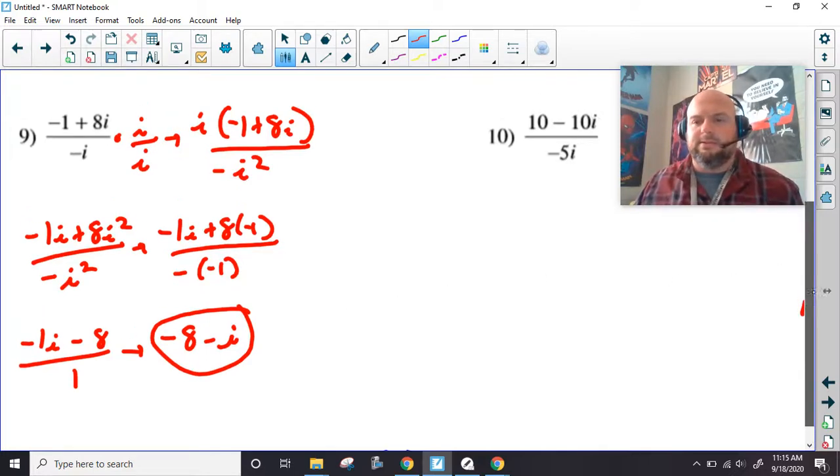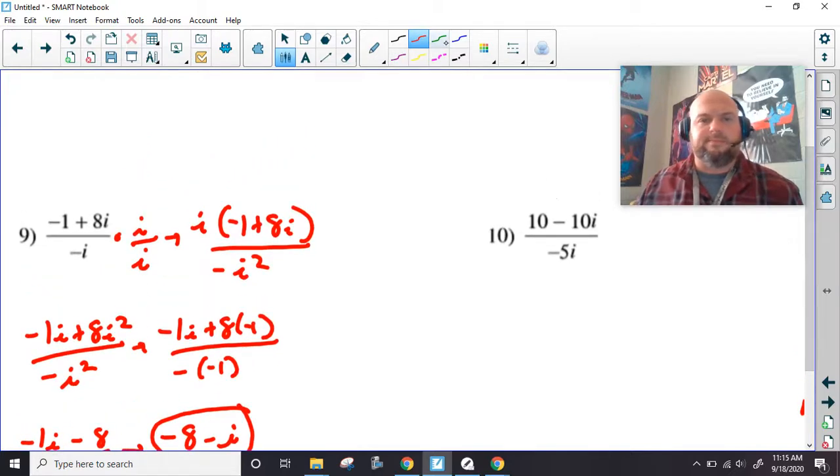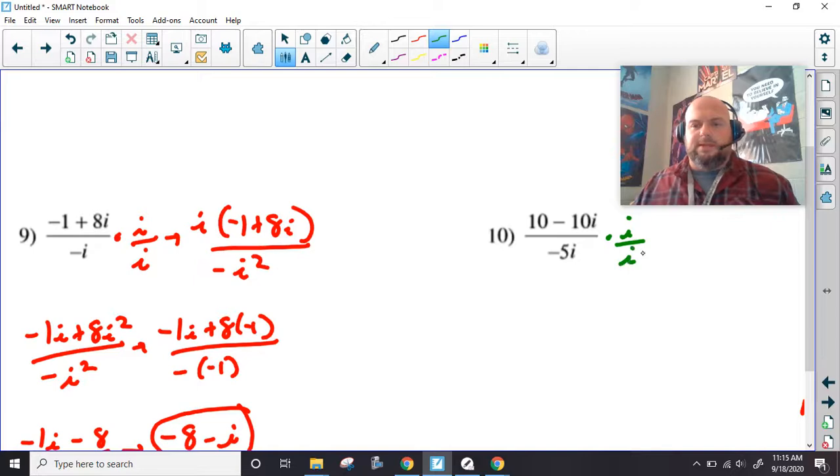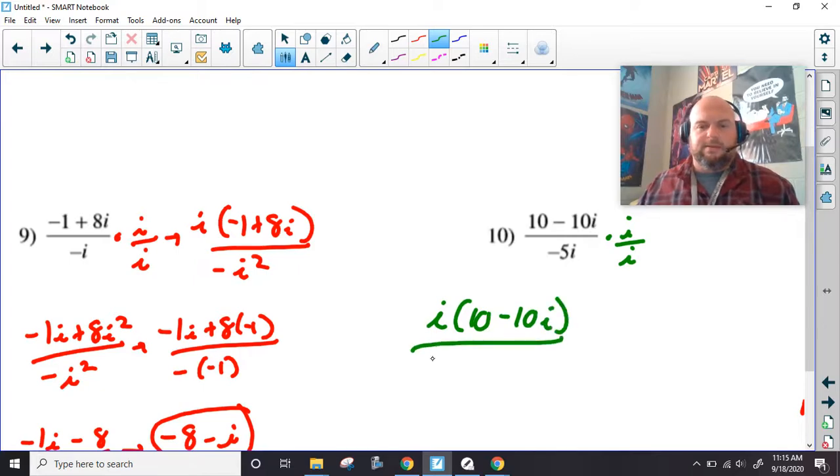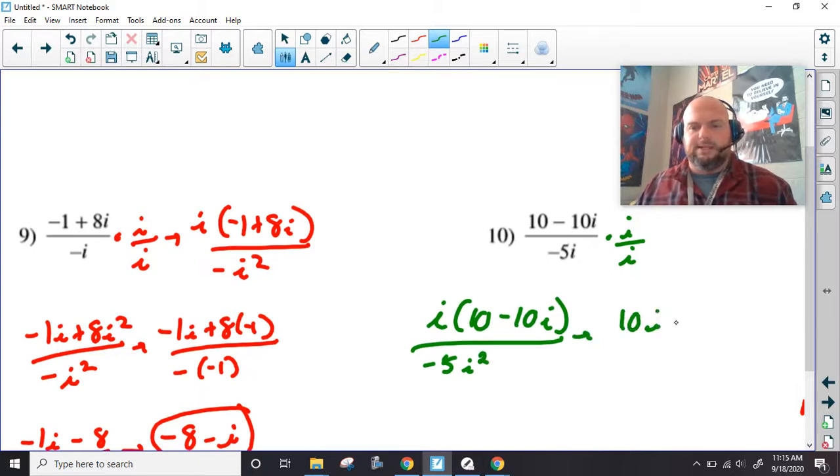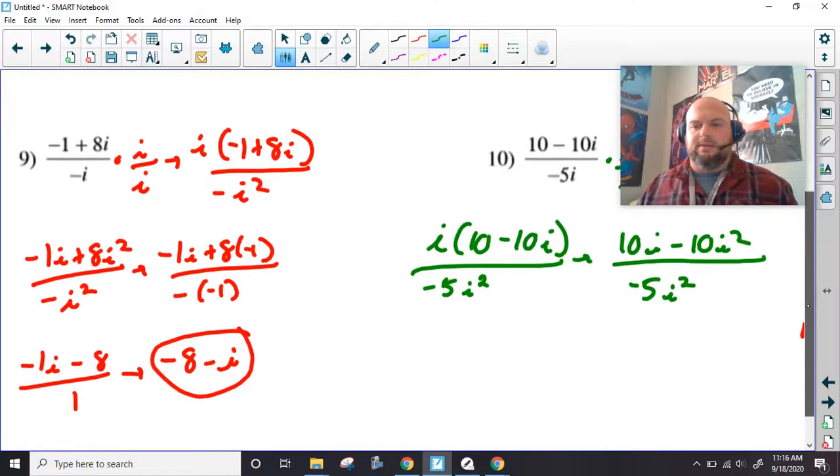Okay, so we have 10 minus 10i over negative 5i squared. All right, 10i minus 10i squared over negative 5i squared. All right.